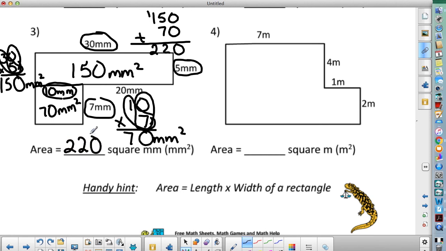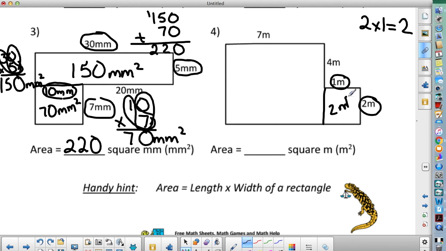And our last one, we have to decompose our shape. All right, let's focus on the smaller rectangle because we have the length and the width already given to us. And let's circle the 1 meter and the 2 meter. I'm sorry, that's meter. So that's 2 times 1, which equals 2. So it's 2 meters squared.